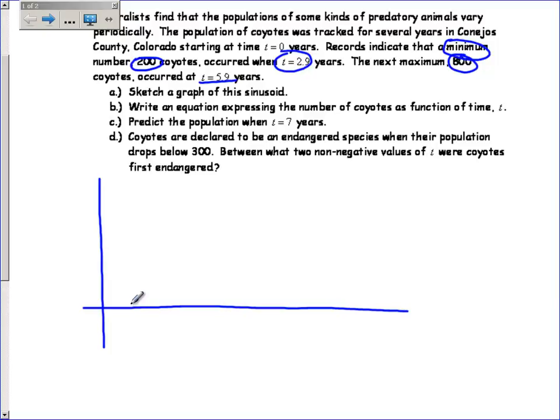Alright, so we've got time t equals 2.9, and then we have time t equals 5.9. Those are the 2 points they gave us. Minimum of 200, maximum of 800. And then of course we can see that it'll take 3 more years to get out to another minimum. So there we go. We've got a little graph here that would be this little cosine graph.